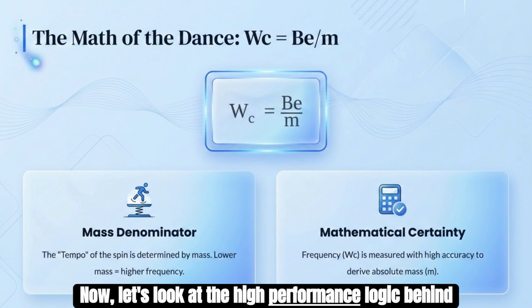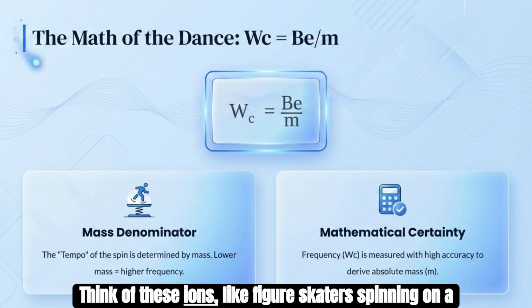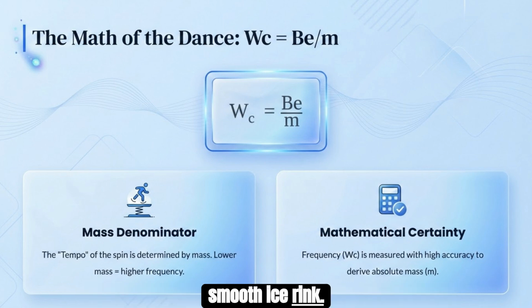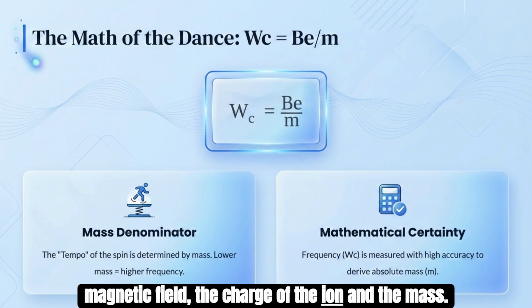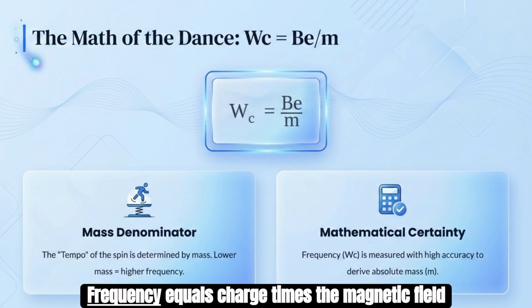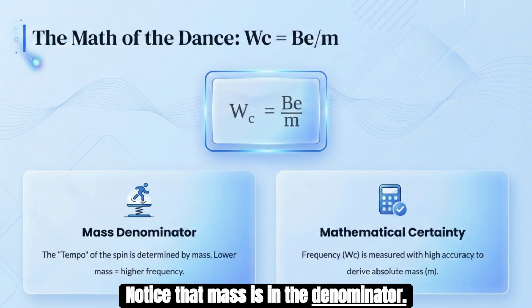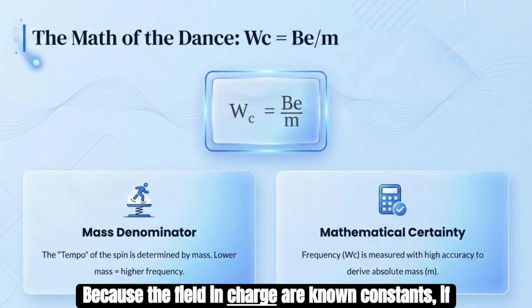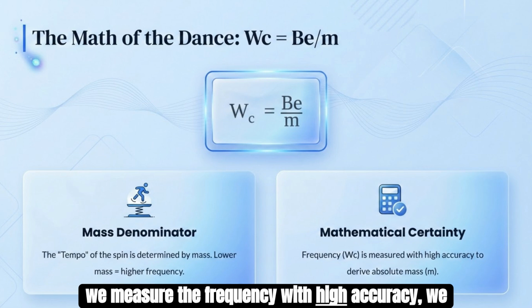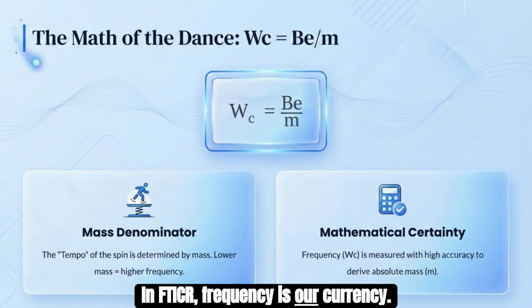Now let's look at the high-performance logic behind this trap. Every ion is spinning, but not at the same speed. Think of these ions like figure skaters spinning on a smooth ice rink. Their tempo, or angular velocity, is determined by the magnetic field, the charge of the ion, and the mass. Look at our core equation. Frequency equals charge times the magnetic field strength, divided by the quantity 2 times pi times mass. Notice that mass is in the denominator. This is crucial. It means the smaller the mass, the faster the skater spins. Because the field and charge are known constants, if we measure the frequency with high accuracy, we calculate the mass with incredible precision. In FT-ICR, frequency is our currency.